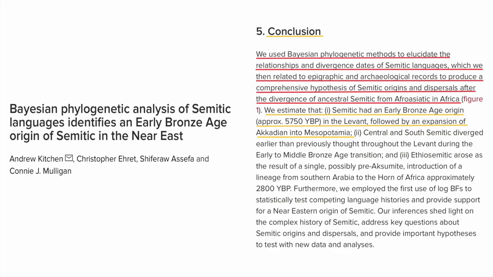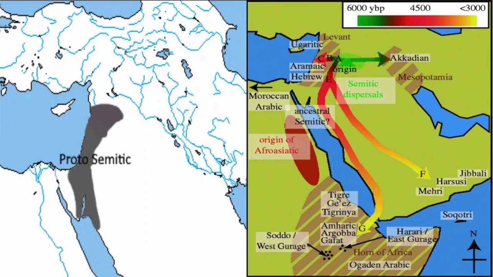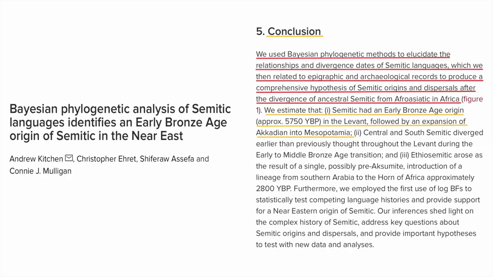Conclusion: we used Bayesian phylogenetic methods to elucidate the relationships and divergent states of Semitic languages, which we then related to epigraphic and archaeological records to produce a comprehensive hypothesis of Semitic origins and dispersals after the divergence of ancestral Semitic from Afro-Asiatic in Africa. We estimate that Semitic had an early Bronze Age origin, approximately 5,750 YBP in the Levant, followed by an expansion of Akkadian into Mesopotamia.